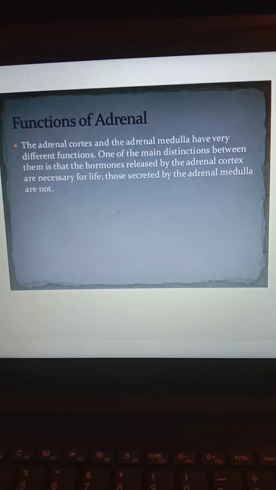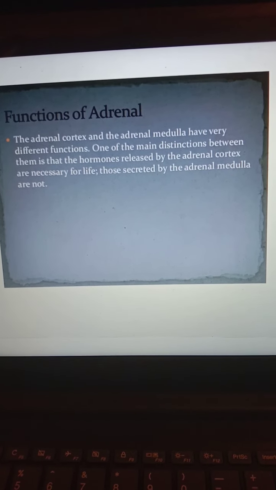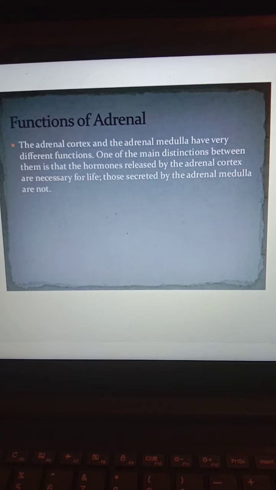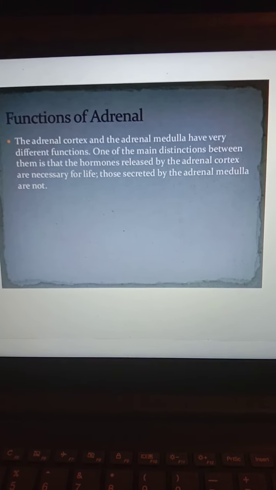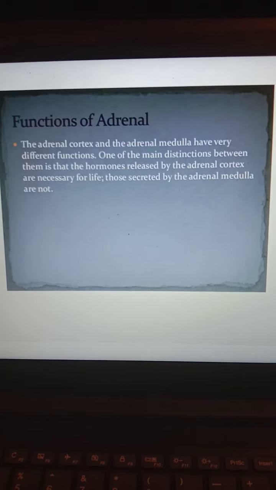The function of adrenal gland. The adrenal cortex and adrenal medulla have very different functions. One of the main distinctions between them is that hormones released by the adrenal cortex are necessary for life and those secreted by the medulla are not.